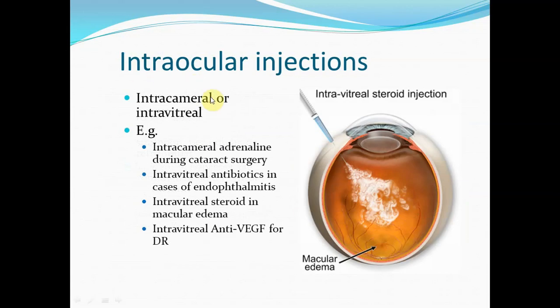Intraocular injections are either intracameral, into the anterior chamber, or intravitreal, into the vitreous cavity. Under that, the examples are intracameral adrenaline, which is mainly given to maintain the pupillary dilatation or to dilate the constricted pupil during cataract surgery. Intravitreal antibiotics are given in case of endophthalmitis. Intravitreal steroids are given for macular edema, and intravitreal anti-VEGF agents, that is vascular endothelial growth factor, are given for diabetic retinopathy. So these are different intracameral and intravitreal injections which are given.